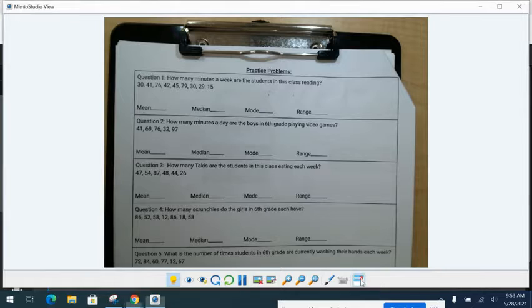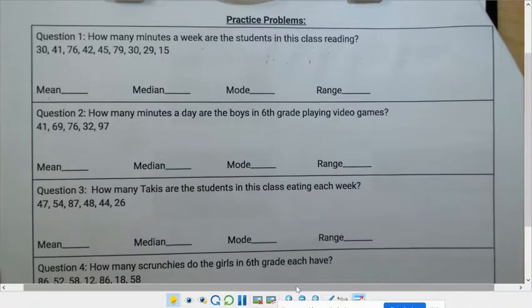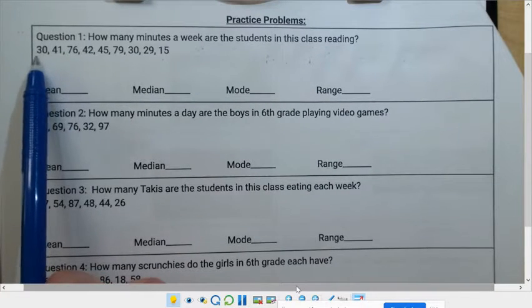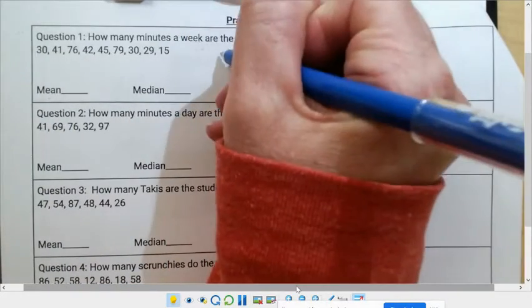Hey everyone, today we're going to talk about how to find the mean, median, mode, and range for a data set. So the first thing I need to do when I have a data set that I need to find these tendencies for is I need to put this data set in order, from least to greatest.